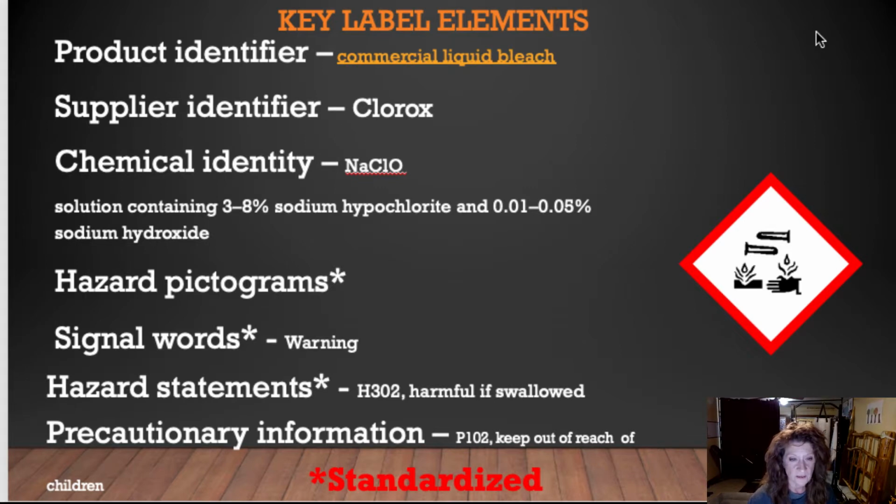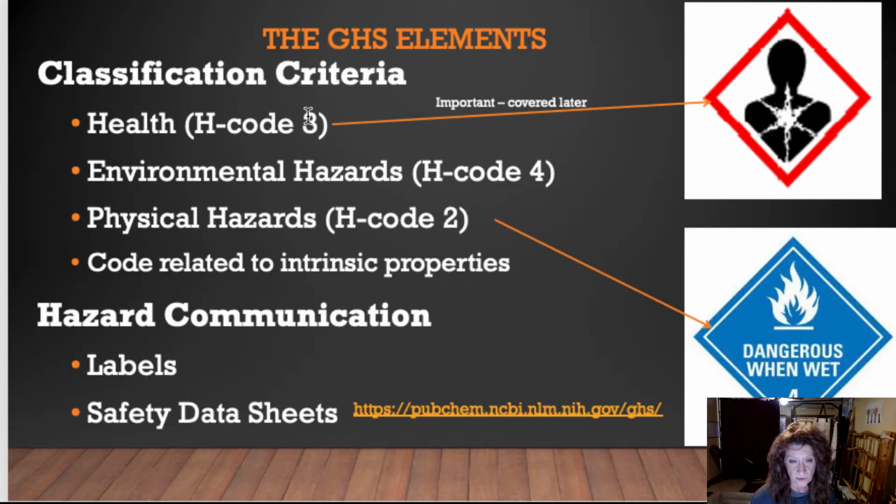And then we have our pictograms, our signal words, our hazard statement, which is H302, and I'll show you another part of the standard where the hazard statements are listed, as well as the precautionary statement P102, keep out of reach. And so that's where these codes are coming in that we talked about earlier. The health codes begin with 3, the environmental hazards begin with 4, and the physical hazards begin with 2.